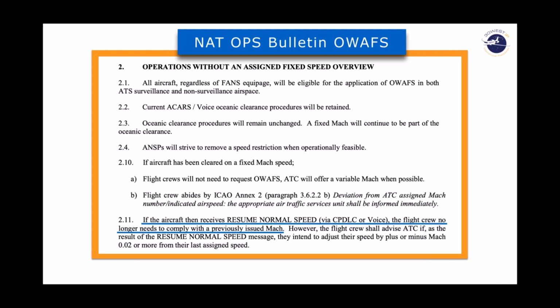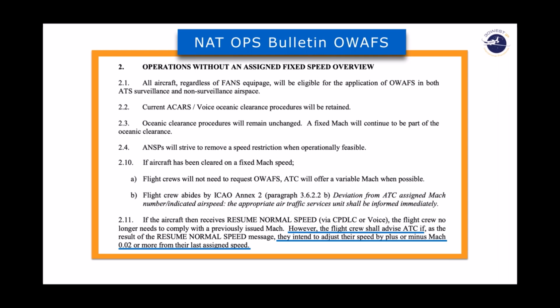If the aircraft receives resume normal speed, the flight crew no longer needs to comply with the previously issued MOC. There will be a previously issued MOC. You will continue to get clearances that include a MOC number, and you're expected to maintain them. However, if you receive this message, then if you want to change your speed, you advise ATC anytime you want to change your speed by 0.02 Mach or more from your last assigned speed. So let's say I'm going 8.3. Well, I could go 8.4 or 8.2, but if I wanted to go 8.5, I would need to send them a message.